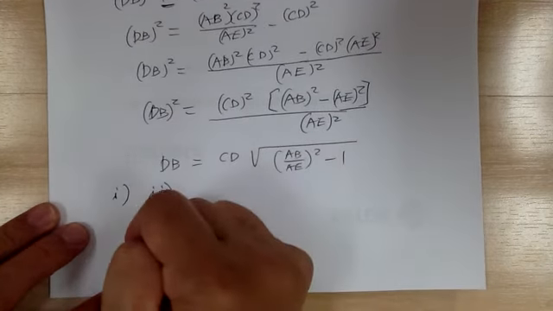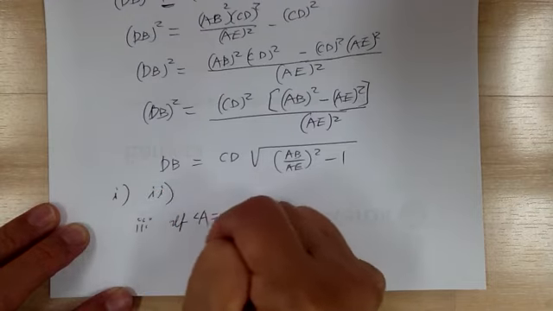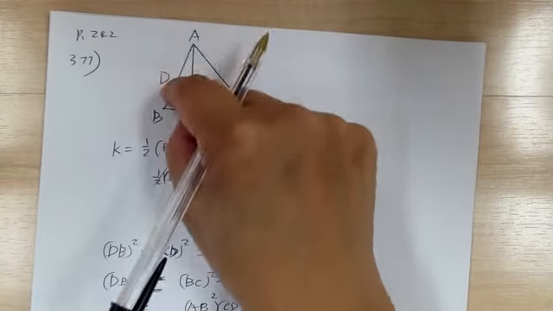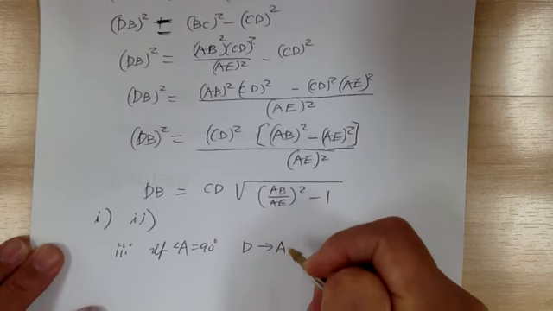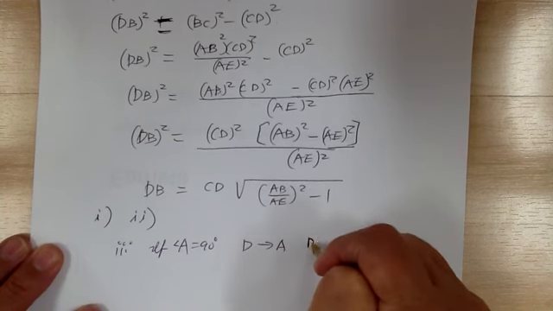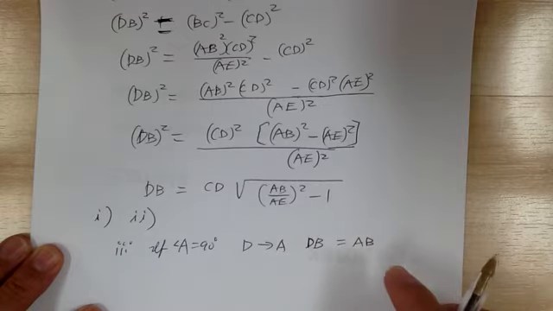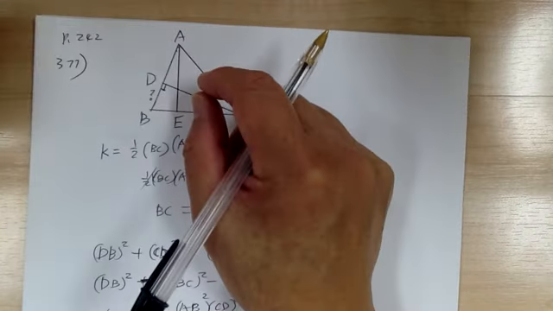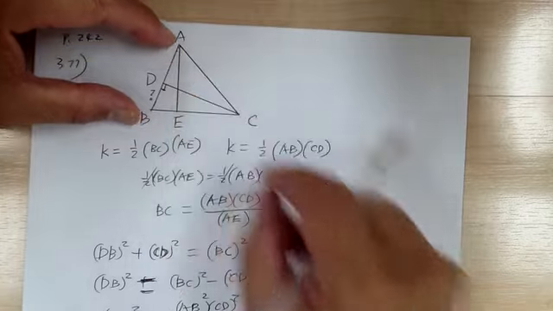Now for case 3, if angle A equals 90 degrees, so think about angle A being 90 degrees, and D would become A. So D becomes A, and therefore DB becomes AB. So you see this point keep going, keep going. So DB becomes AB.